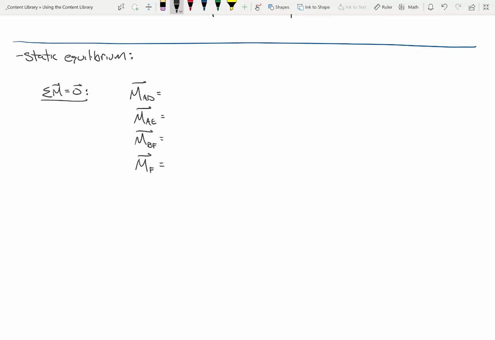They were all I and J terms. Okay, so let's see. So AD was 0I minus 240 over here. Actually, let's do it like this. Plus negative. Let's do it like that. Group all the signs in the parentheses. Okay, AE was, all right, it's negative.